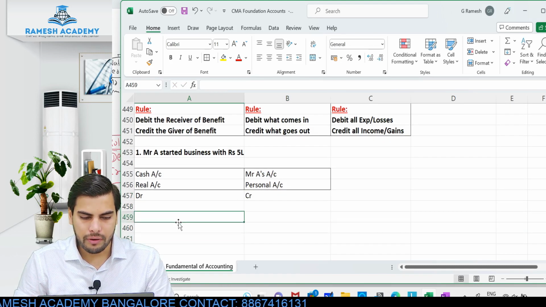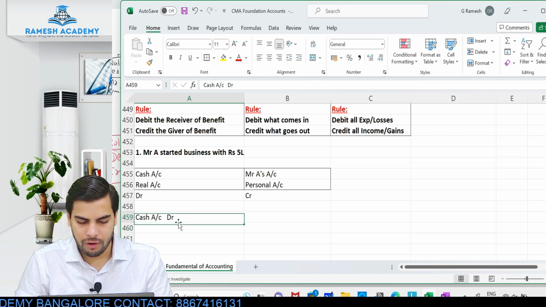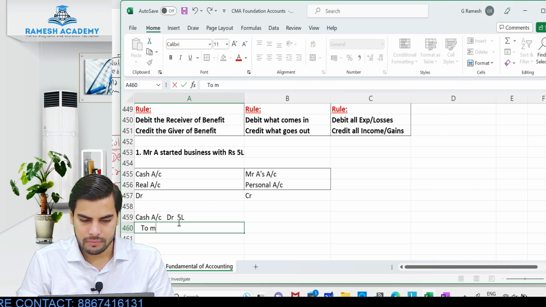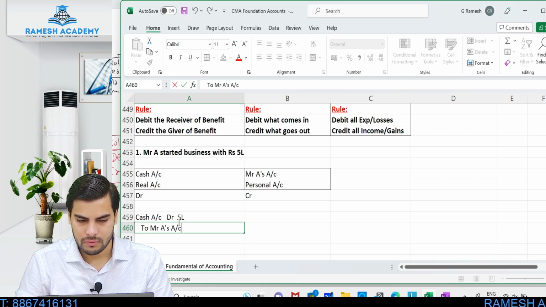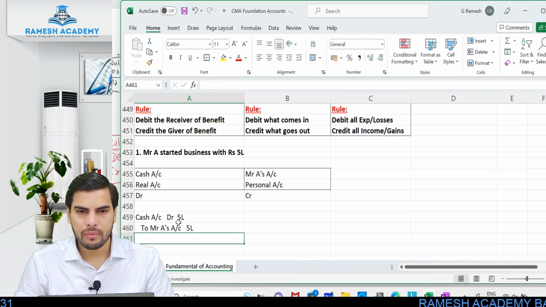So the journal entry would be like this. Cash account debit 5 lakh, to Mr. A's account 5 lakh. So this is how the journal entry will be passed. Is this clear? Hope you understood this.